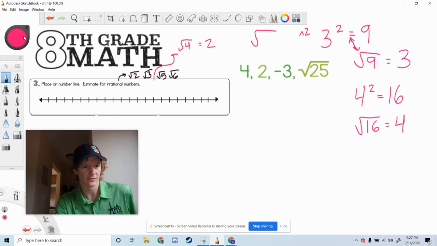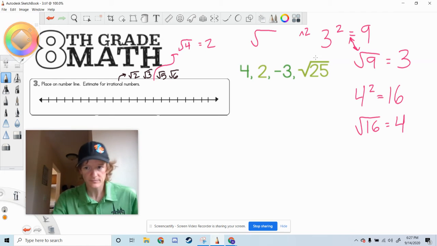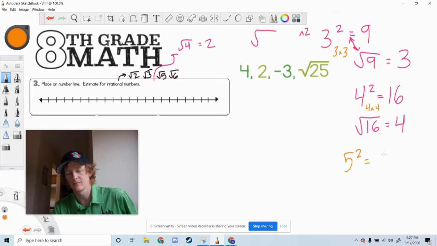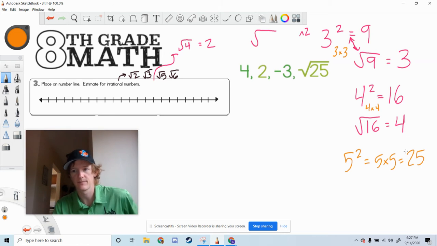I probably jumped a little step here. 3 to the second power, that means 3 times 3. 4 to the second power means 4 times 4. 5 to the second power means 5 times 5, and equals 25. So the square root of 25 equals 5.